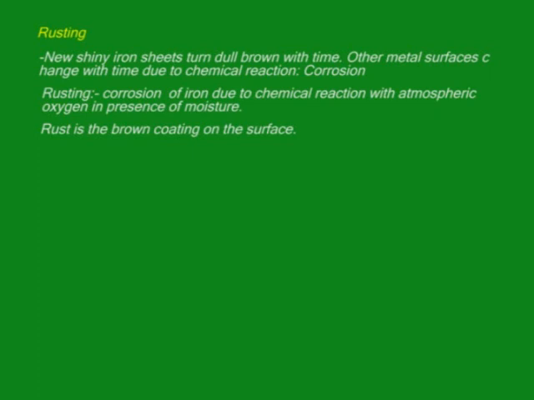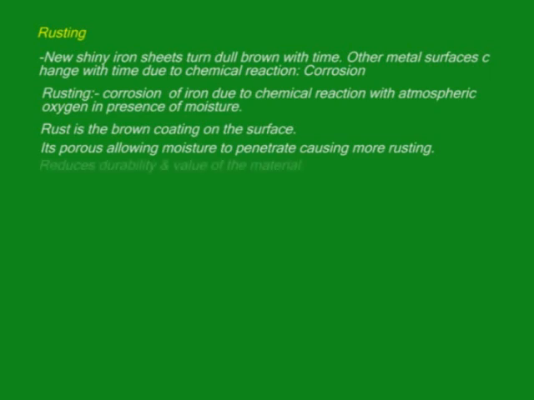Because it is porous, rust allows air and moisture to penetrate through, causing more rusting into the deep metal until all the metal has rusted. Rusting reduces the durability and value of the material. What are the conditions for rusting? In the following experiment, we can deduce the conditions necessary for rusting.